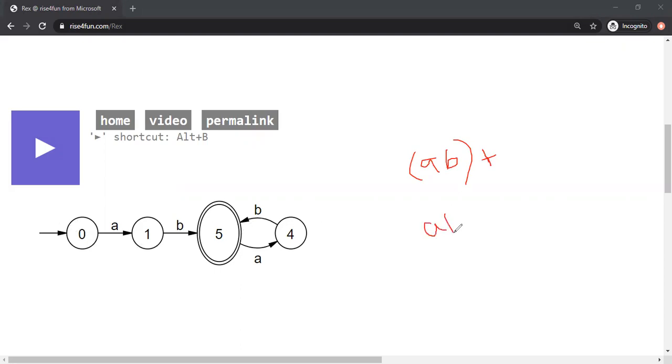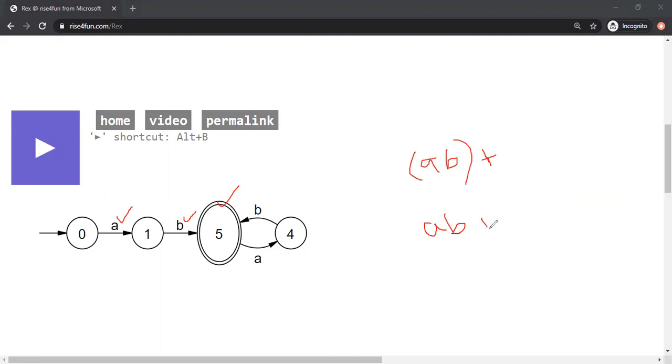Will this accept? Let's see. We are at state 0 to start with. We read an A, nice. We reach state 1. And then we read a B, very nice. We reach state 5, and state 5 is an accepting state because we see two circles, or two ovals. This means that this is accepted.